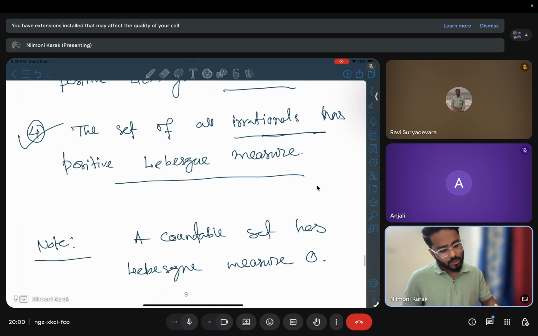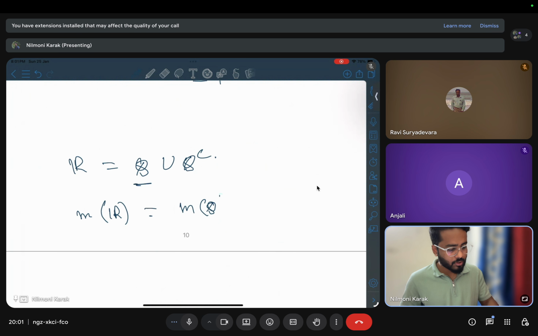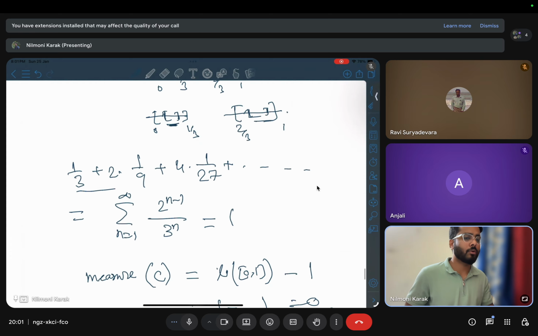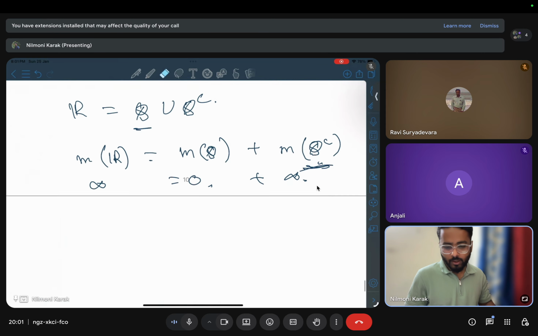And the set of all irrationals has positive Lebesgue measure. Why is this true? Because R is Q union Q complement, and these are disjoint. So the measure of R is the measure of Q plus the measure of Q complement. The measure of Q is 0, and the measure of R is infinity, so the measure of Q complement should be infinity. That's why the irrationals have positive measure, so 4 is true. I hope it is clear.